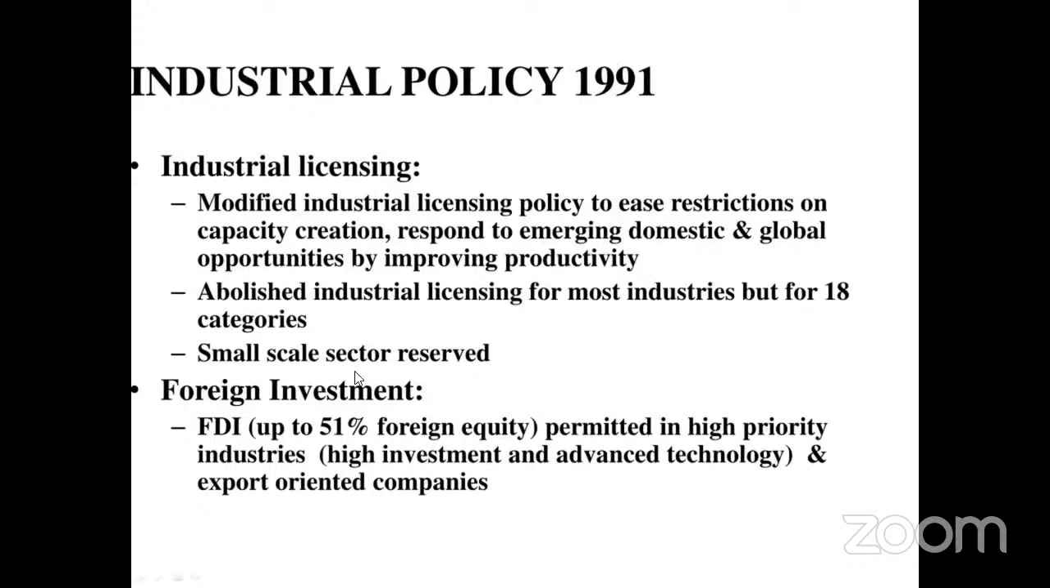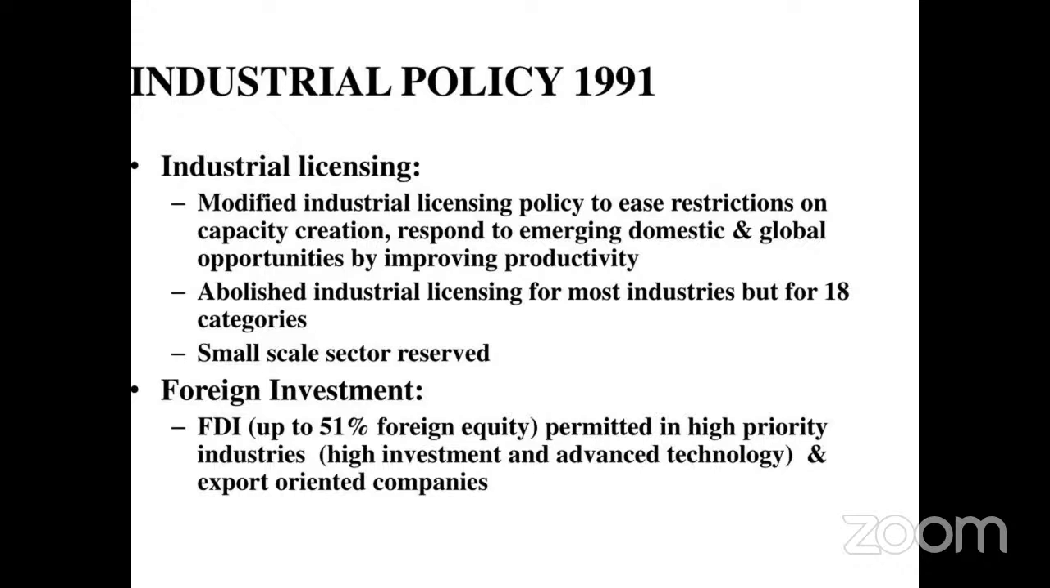So in this industrial policy 1991, industrial licensing and foreign investment. So modified industrial licensing. Modify means new changes in policy, easing restrictions, capacity creation, responding to emerging domestic and global opportunities by improving the productivity. So these are the things they were making, getting the license. It should be improved in the productivity.